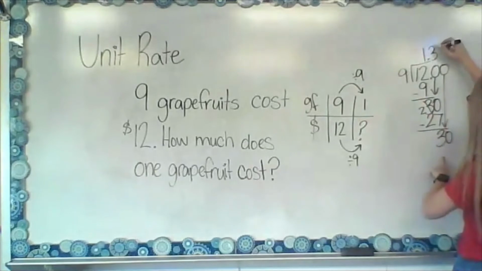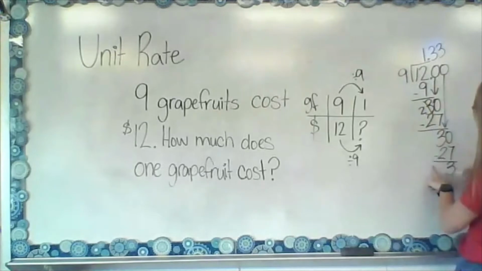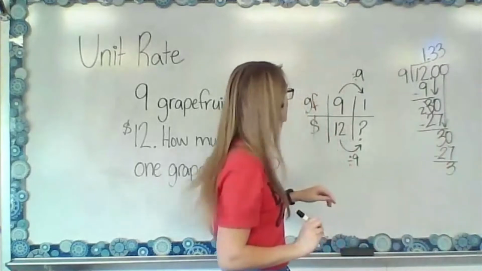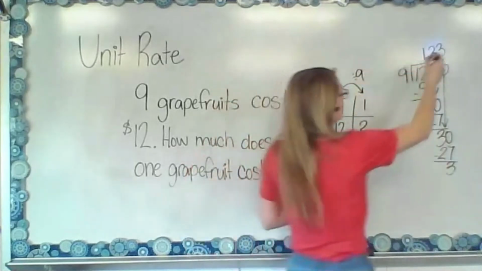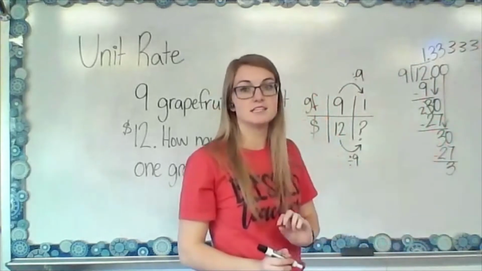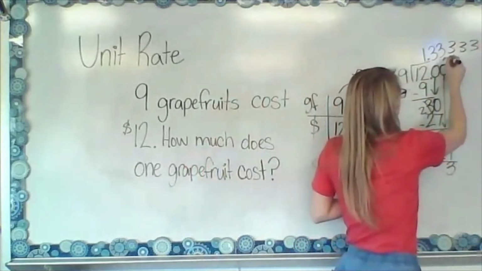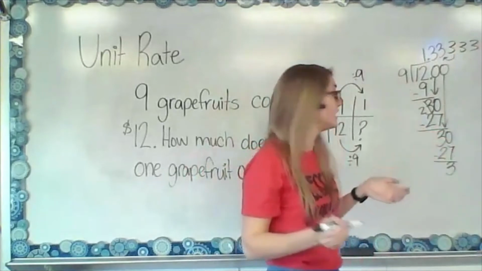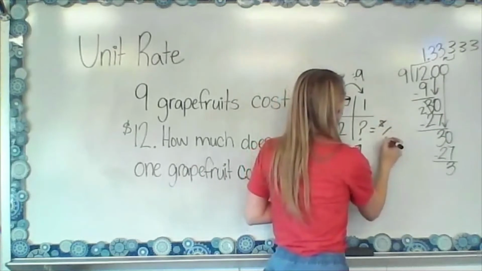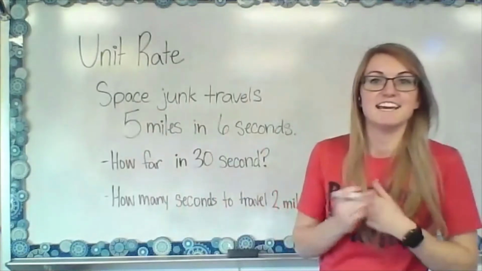9 goes into 30 3 times. 9 times 3 is 27. I'm going to subtract. Okay. You notice anything, a pattern here that's happening? Yeah, me too. This is going to go on and on forever, right? We're going to have 3, 3, 3 forever. So let's just do some rounding. A decimal, if we're talking about money, has to have 2 place values. So this 3 tells me to keep that 3 the same. We actually don't have to round. So 1 grapefruit is going to cost me $1.33.